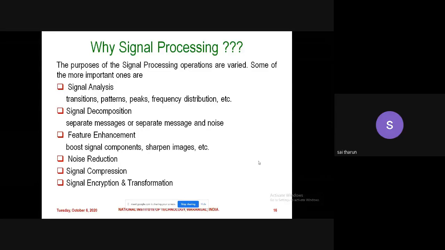To extract some information from the signal, we do signal processing. Signal analysis we can do. We can do signal decomposition. We can do noise reduction in the signal. Signal compression. Signal encryption and transformation. Yes.